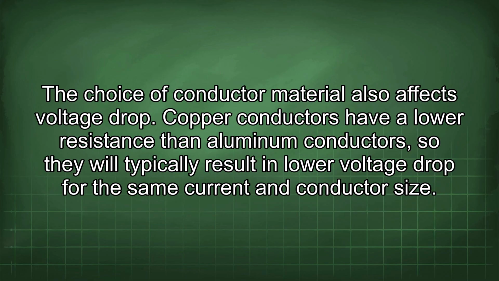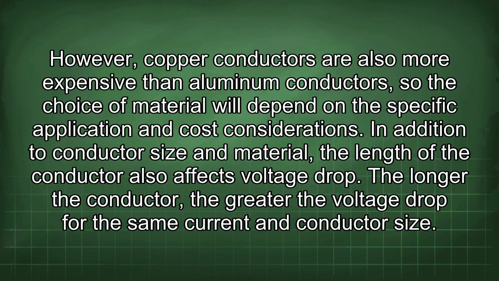The choice of conductor material also affects voltage drop. Copper conductors have a lower resistance than aluminum conductors, so they would typically result in lower voltage drop for the same current and conductor size. However, copper conductors are also more expensive than aluminum conductors, so the choice of material will depend on the specific application and cost considerations. In addition to conductor size and material, the length of the conductor also affects voltage drop.